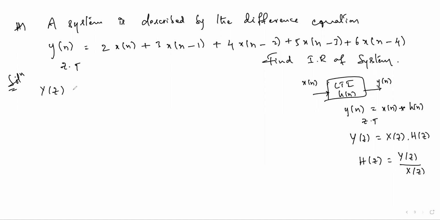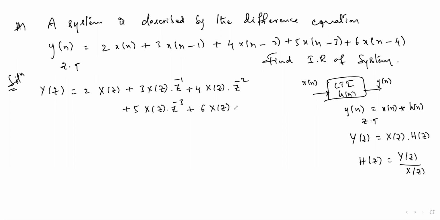Y of z is equal to 2 into x of z, plus here x of n shifting by 1. That means in z domain multiply with z inverse, plus 4 x of z z raised to minus 2, plus 5 x of z z raised to minus 3, plus 6 x of z z raised to minus 4.